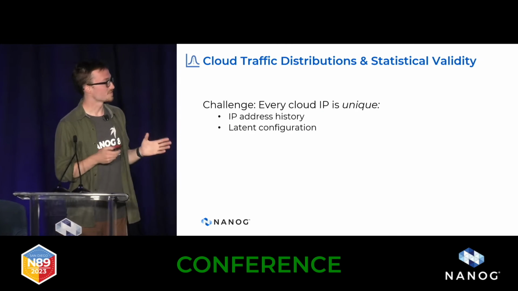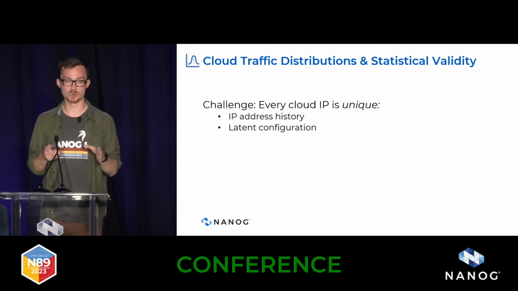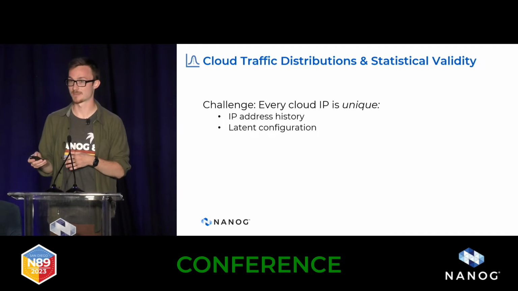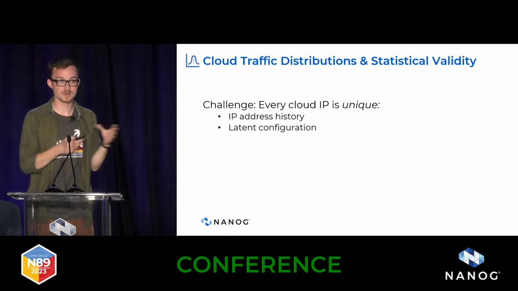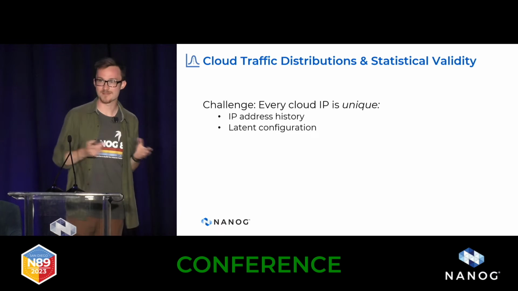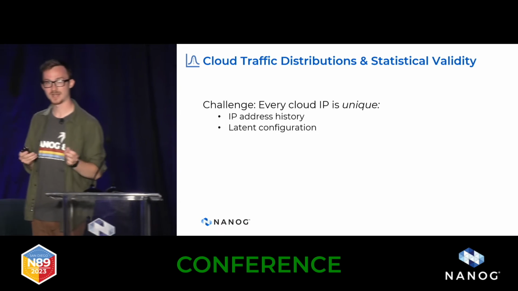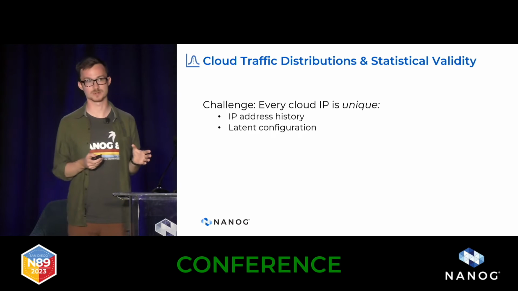So, we've seen two key advantages of deploying our telescope IP addresses on public cloud providers and having interactive collection. And those are that we get improved coverage and we get improved interactivity. But of course, everything comes at a cost. And in the case of cloud IP addresses, it's one of statistical validity.